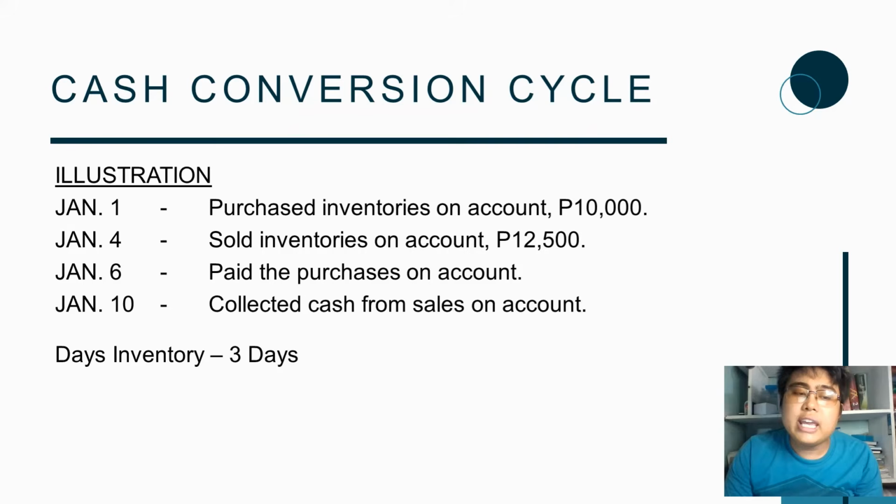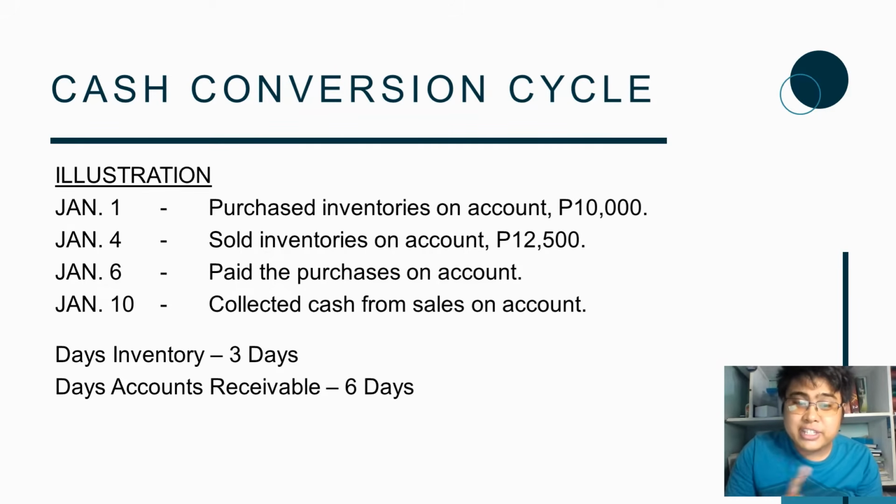Next, days AR. Days AR is average collection period, the length of time between selling an inventory and collecting cash from those sales. Kailan mo siya binenta? January 4. Kailan ka nakakolekta? January 10. So, from January 4 until January 10, your days AR is 6 days. Next, naku sir, mapapahiya ka ngayon. Kanina sabi mo 4 days yan, naku pahiya ka, mag-ready ka na sir.